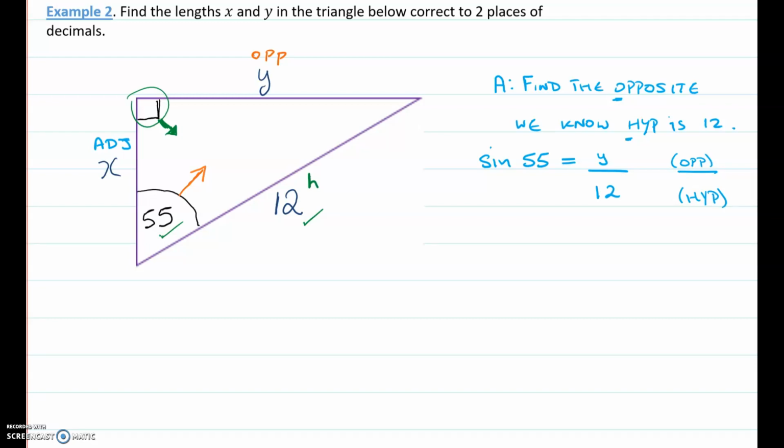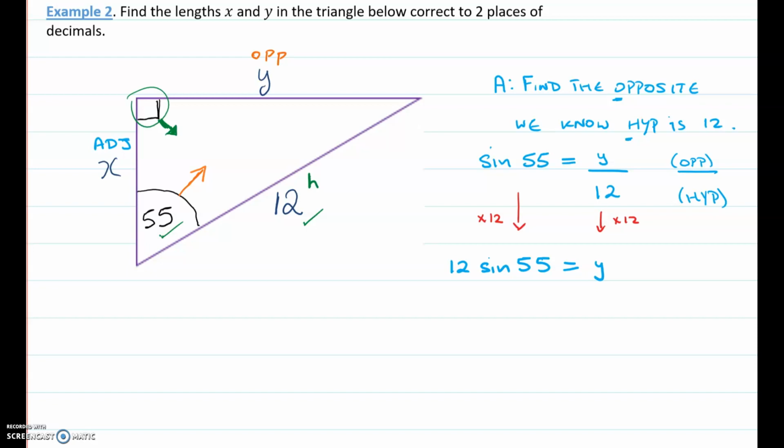Now y is what we want. We have an equation that includes a fraction. Anytime we have an equation that includes a fraction, this goes back to algebra 1, we multiply both sides by the bottom of the fraction. So we multiply both sides of the equation by 12. That gives us 12 sine 55 is equal to, over here the 12s cancel out and we're just left with y. So remember, to get rid of the bottom of the fraction, multiply everything in the equation by it. So 12 sine 55 equals y.